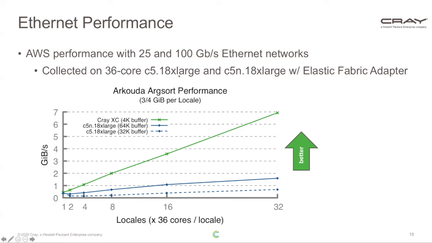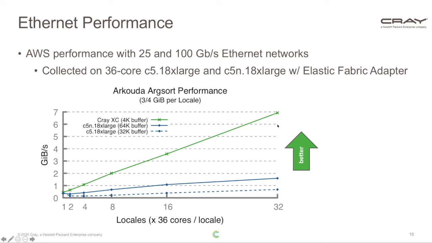So these were collected on a 36-core C5 18xlarge instance. The names are kind of meaningless, but it's basically compute optimized 5th generation, and 18xlarge just tells us it's going to be 36-core. And that's the 25 gigabit per second Ethernet. And then we also ran on a C5N, where N is networking optimized. And this has Amazon's Elastic Fabric Adapter, or EFA. And EFA is Amazon's take on an HPC NIC. So here we're going to be comparing very commodity 25 gigabit Ethernet and this 100 gigabit with their take on an HPC NIC.